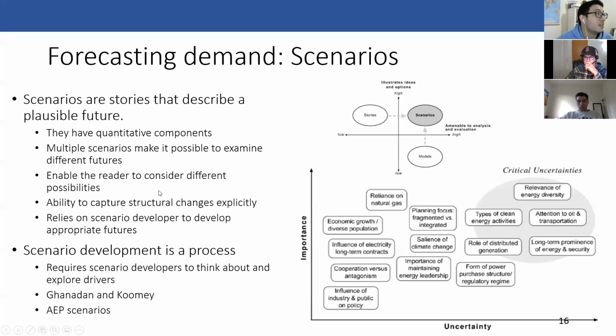It enables the audience to think about a bunch of different possibilities, and that's really up to the modeler to highlight all of these possible forecasting ideas. It can capture structural changes within the model. So as long as your model has the ability to capture that structural change, you can introduce it as one of the parameters that you'd be varying to look at a particular scenario. And then the development of a particular scenario is part science, part art.